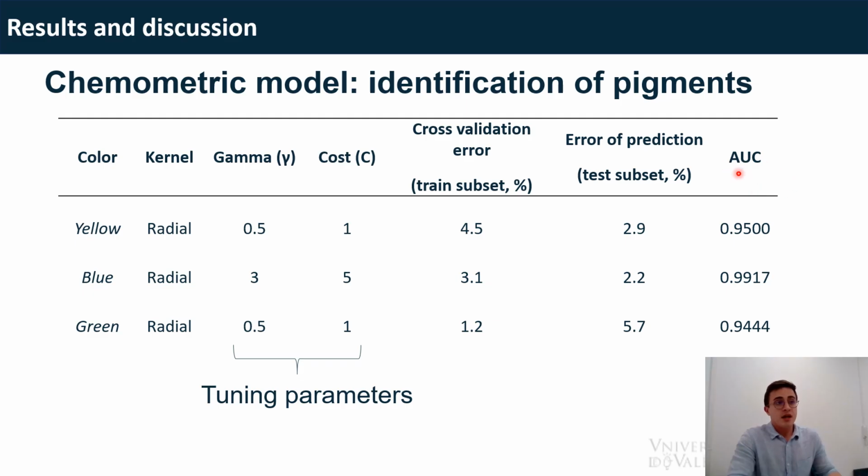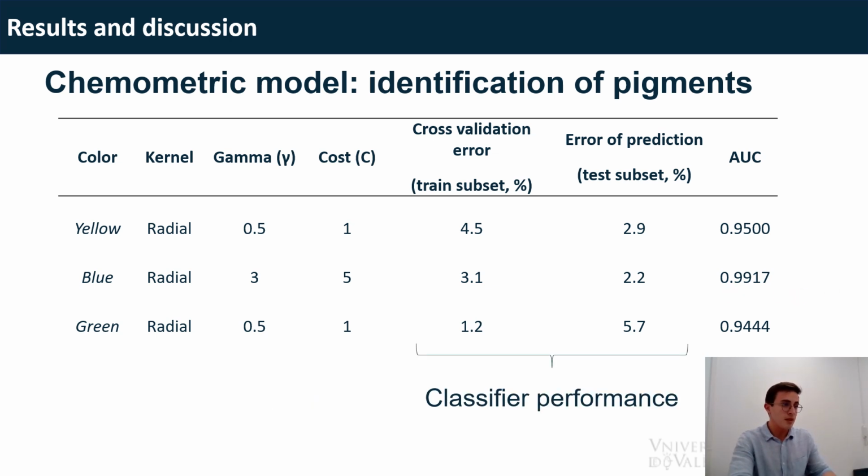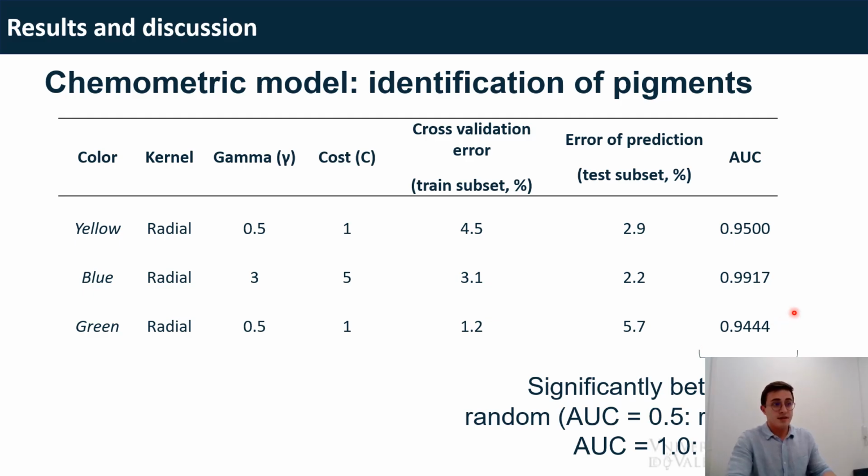And this is the area under the curve, which is basically the distribution of how good the model is. If this is close to 1, it means that it's a perfect classifier, and if it's close to 0.5, it means that it's totally random. So values very close to 1 point towards a really good classifying model. And as I said, these values were really good.